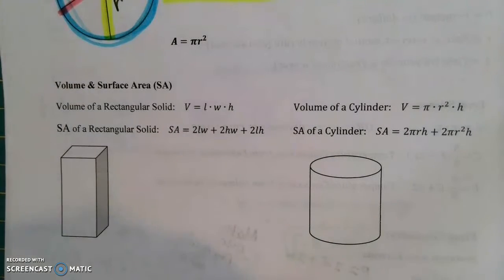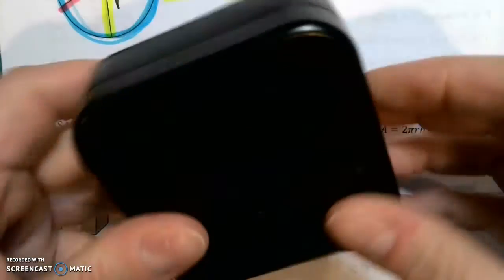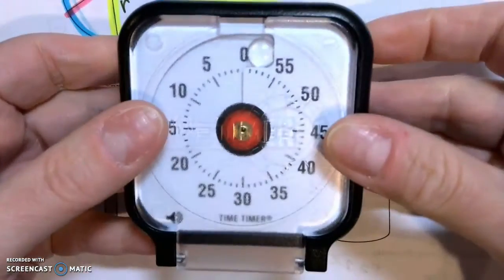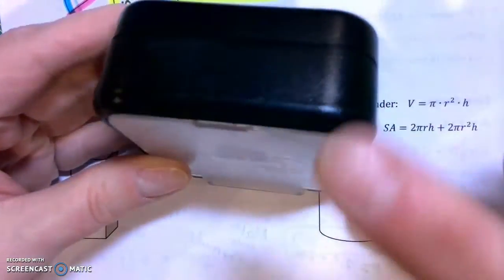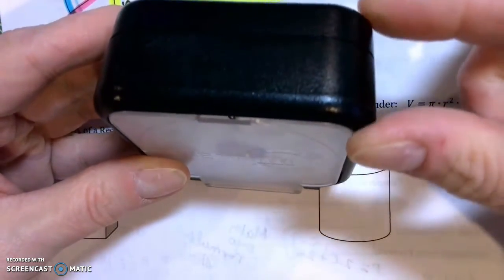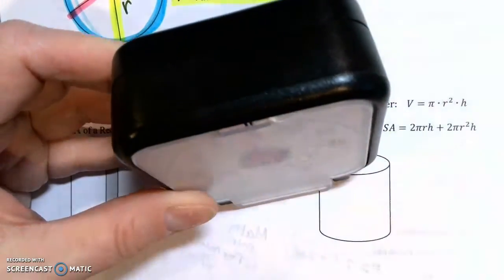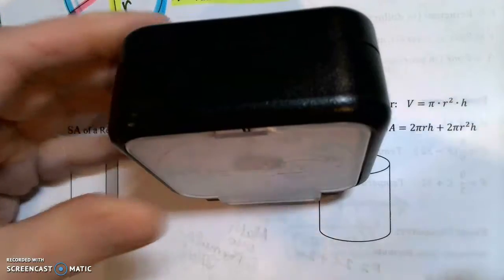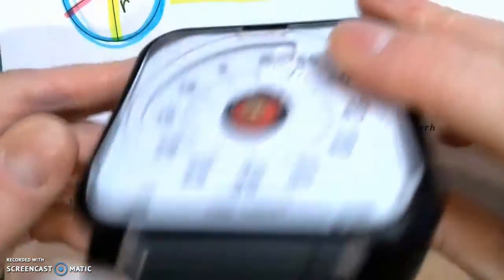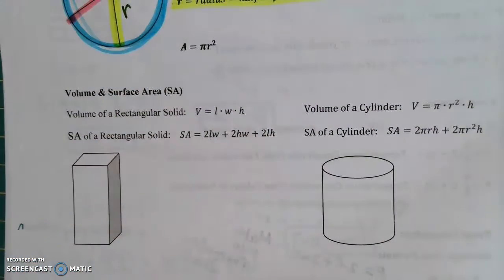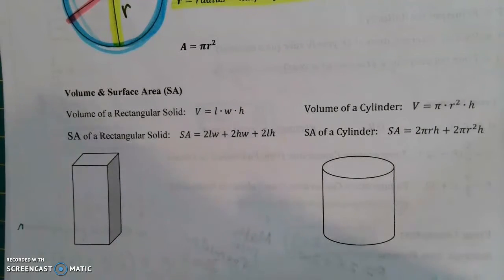For example, I could pull out my little timer here, and this would be considered a box. It has a height and a width and a length. And if I measure those and multiply them together, that will tell me how much space this occupies. You would use that to figure out, how many gallons of water does it take to fill up a pool? How much air can fit in a room?